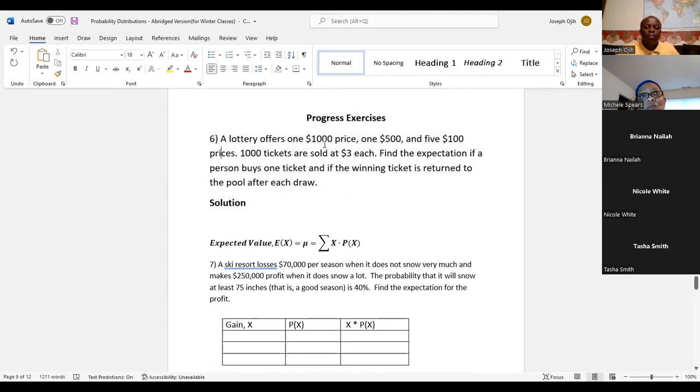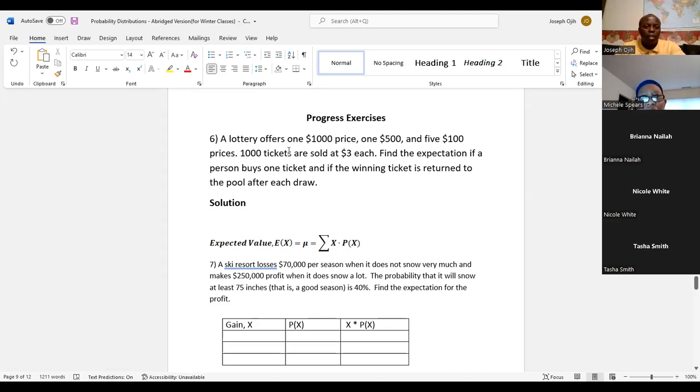So a lottery offers a $1,000 prize, one $500 prize, and five $100 prizes. 1,000 tickets are sold at $3 each. Find the expectation if a person buys 1 ticket and if the winning ticket is returned to the pool after each draw. So the first thing we do here is to make a table of values.